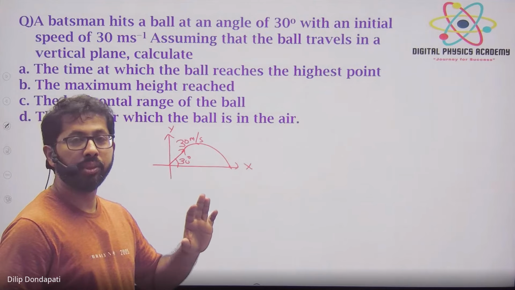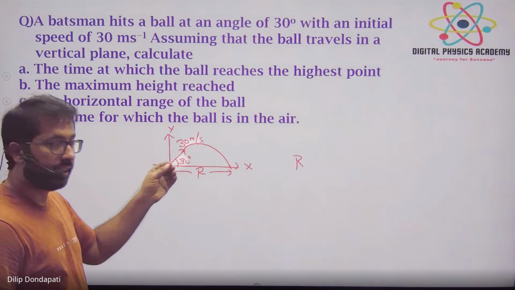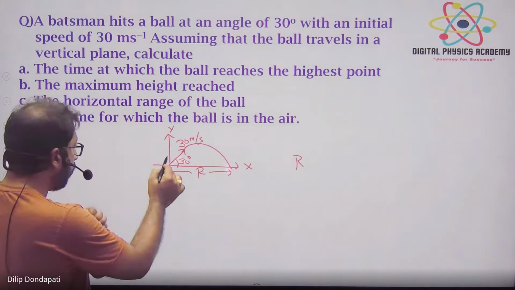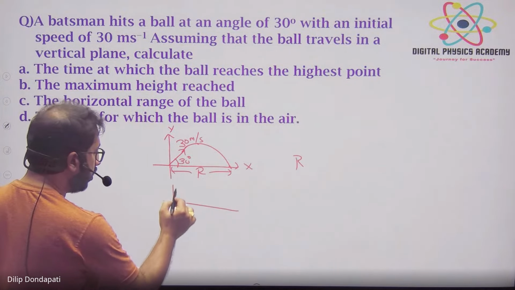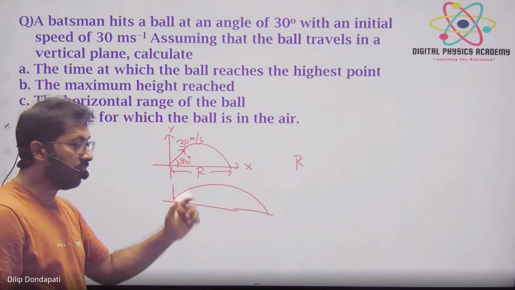So what's the difference between horizontal range and max range or whatever? See, maximum range means when angle is 45 degrees. Normal range is called horizontal range. Horizontal range means just this, from here to here. Normal range only. Okay. Only at certain angle, if I throw at 45 degrees, the same projectile motion will take this much distance. But this is not asking, he's asking normal range.